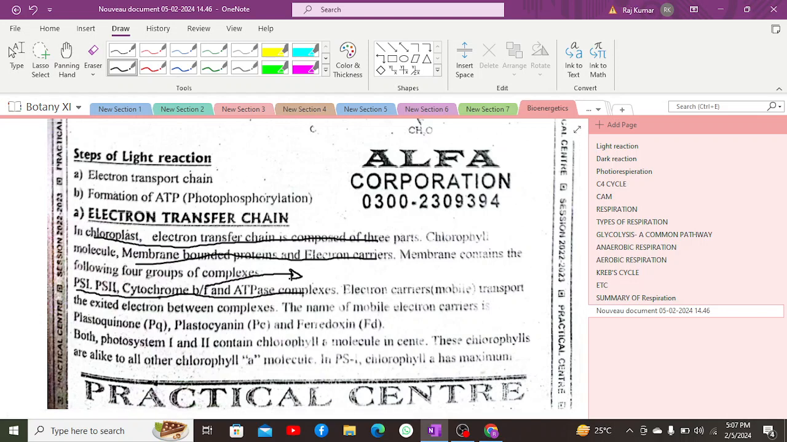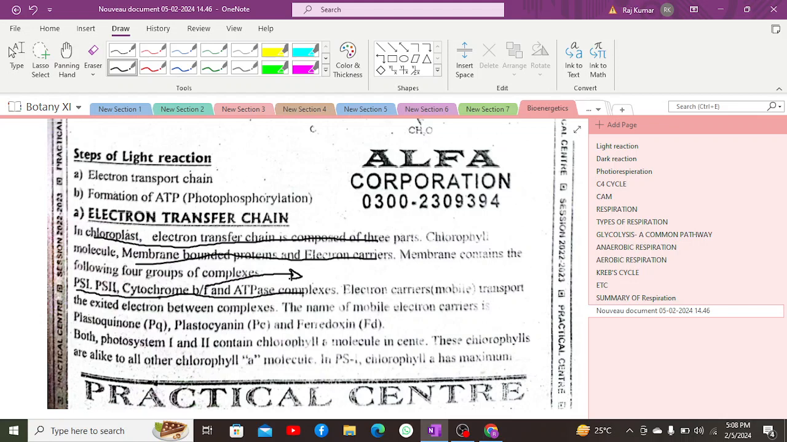The cytochrome Bf complex has a dual role. As a membrane bound protein carrier, it transfers electrons from the stroma to the thylakoid space, and as a complex it pumps protons from the stroma to the thylakoid space. It has two components, the B component and the F component. Then there is the ATPase complex.